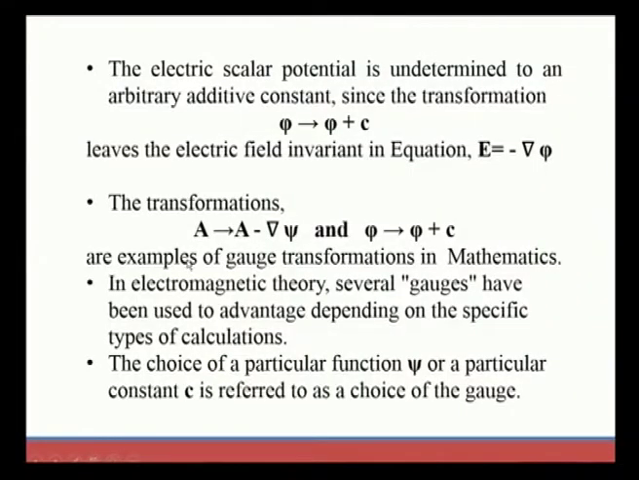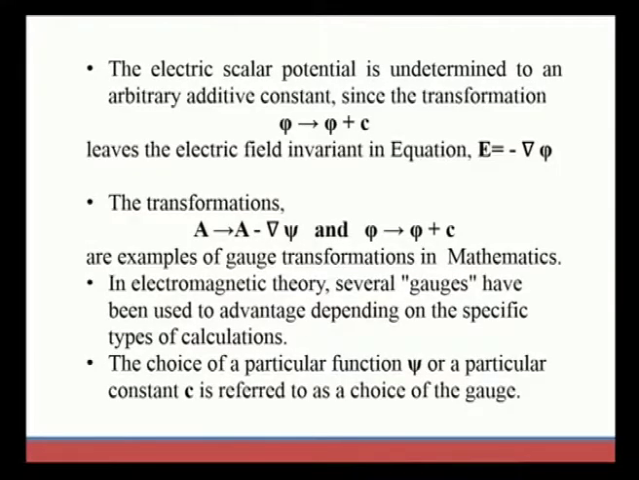These are examples of gauge transformation. This is the basic concept of gauge transformation. According to Helmholtz theory, a vector field is purely dependent on its curl and its divergence. So even if we change these potentials, it does not affect any of these values.